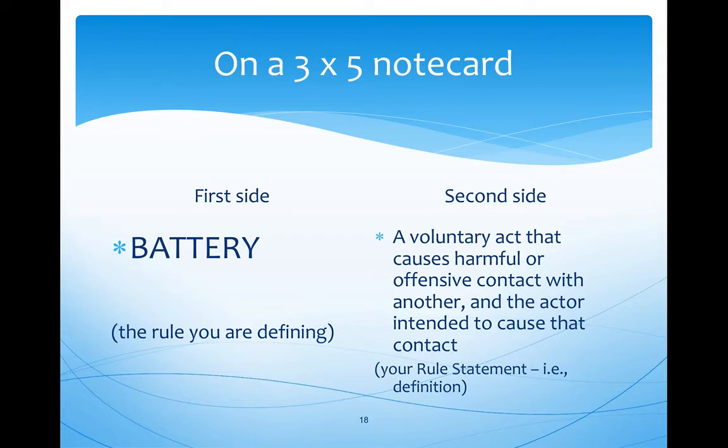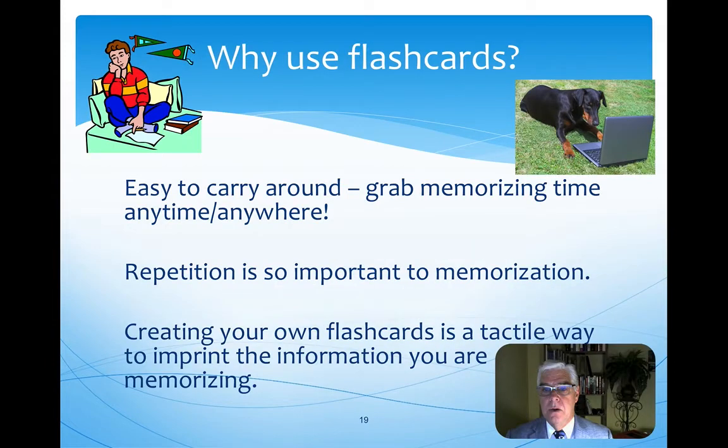Okay, so on a 3x5 note card, on the front side, write the rule that you're defining, battery. And then on the second side, write the definition: a voluntary act that causes harmful or offensive contact with another, and the actor intended to cause that contact. Or your rule statement. Perhaps it's an intentional touching that causes harm or offense, whatever it happens to be. However you've decided to memorize your rule, put them on note cards. Note cards, we're making flashcards here.